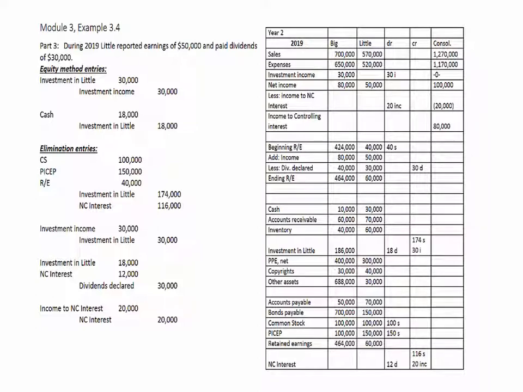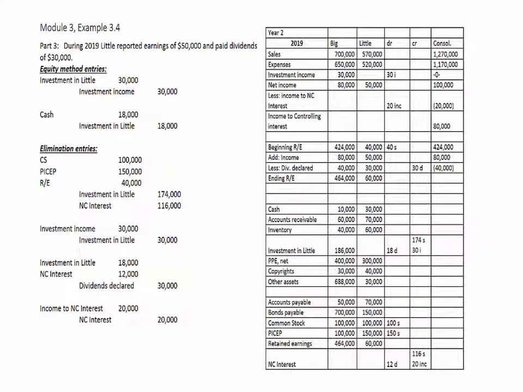Again, we add across our revenues and our expenses and our investment income. We have $100,000 of consolidated net income. $20,000 of that accrues to the non-controlling shareholders, $80,000 accrues to the controlling shareholders, which we then transfer down to our statement of retained earnings.